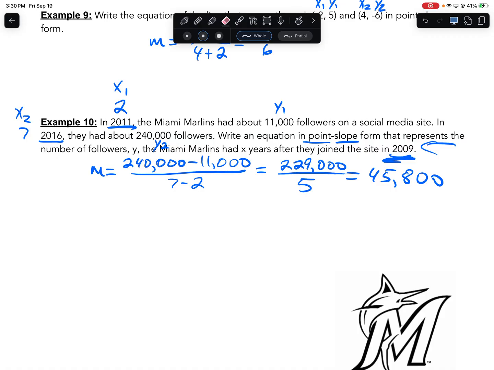How much it went up over what time every year. Good. That's the part you got to add, right? That means the social media followers increased by an average of 45,800 per year.